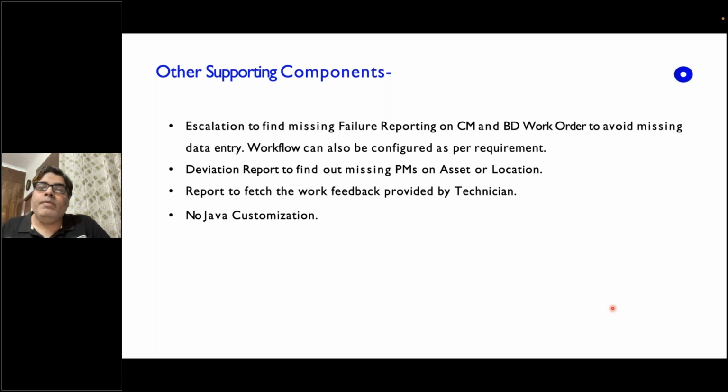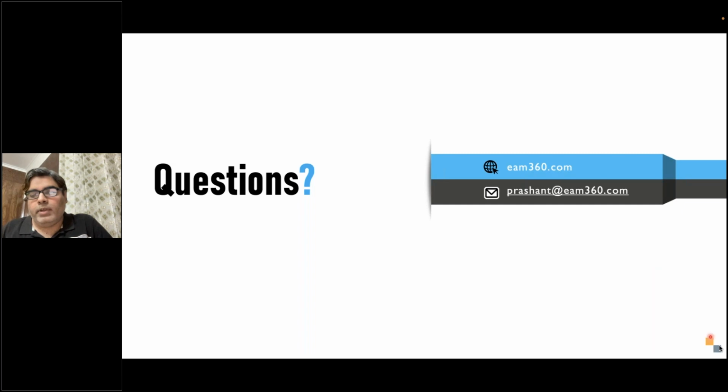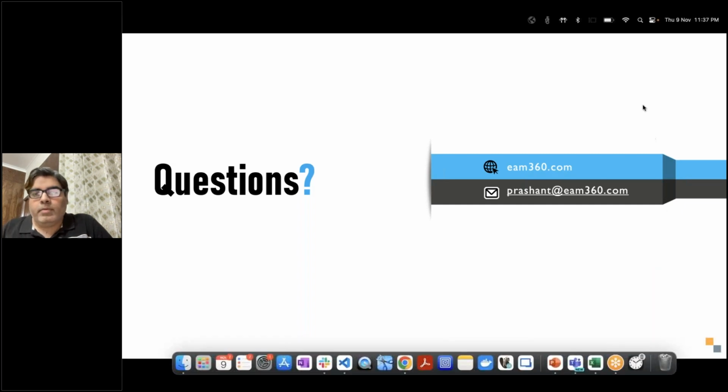Then there is a deviation report, which will tell you what the different missing PMs are on an asset or location. Then there is a report to fetch the feedback from the technician: what are the different recommendations they are giving against different assets and locations? And obviously there is no Java customization involved in this. This is totally done by configuration. So this is it from this walkthrough.